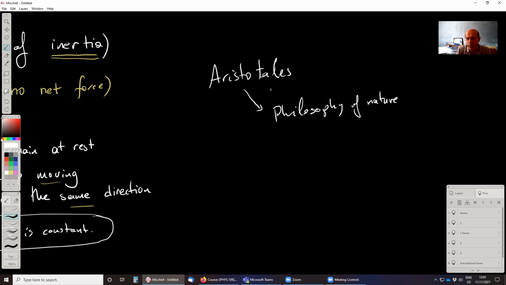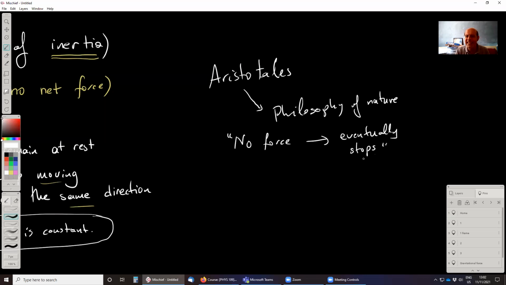Philosophy of nature, right? So what Aristotle said is that no force means the object eventually stops. But Galileo actually discussed this. Galileo is the first one who objected to that. He said that if there is no force, including no frictional force, if it is moving, it never stops and it keeps moving. And this is the correct way of thinking about it.